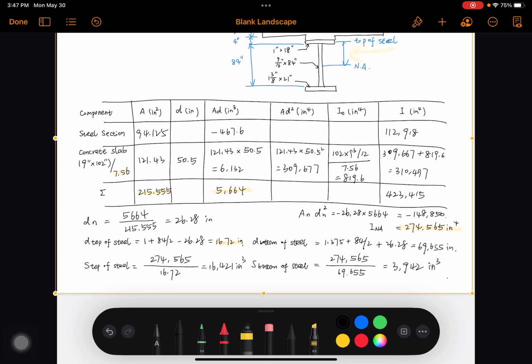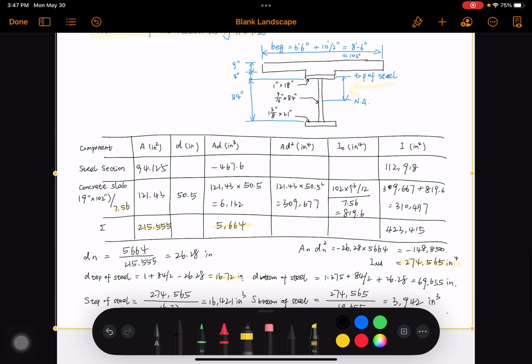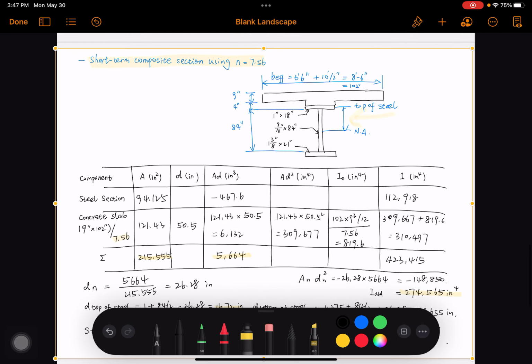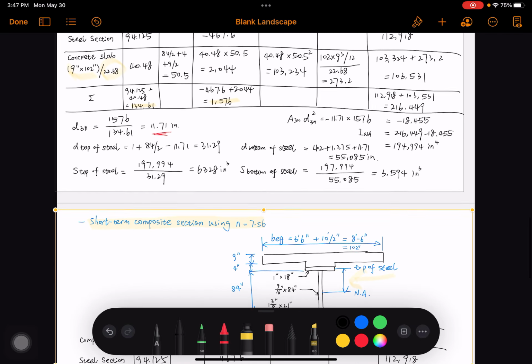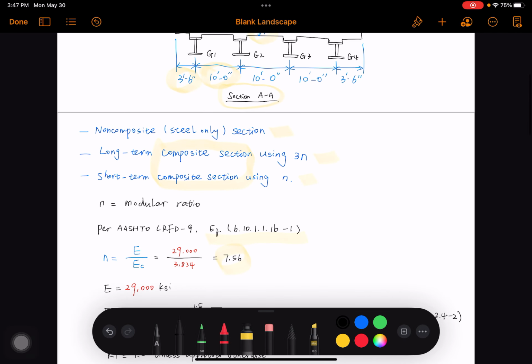This completes the elastic section modulus for the non-composite section, which is steel only, the long-term composite section using 3N, and the short-term composite section using N.